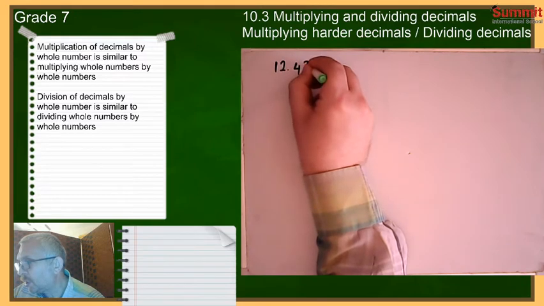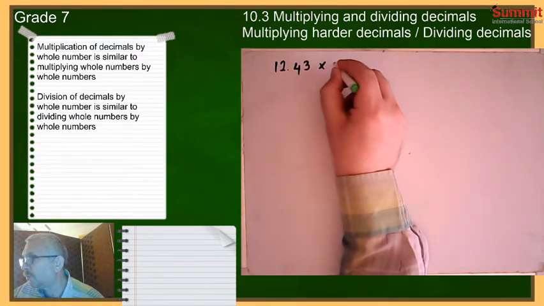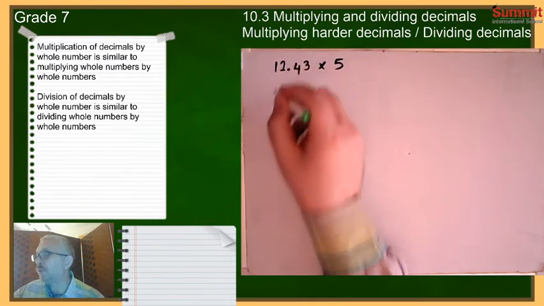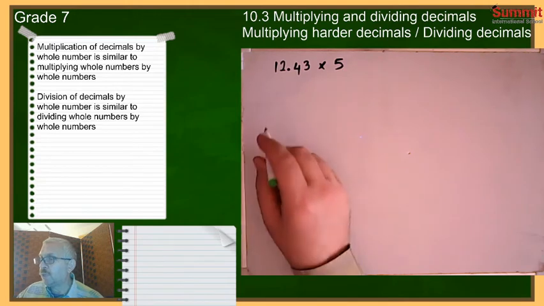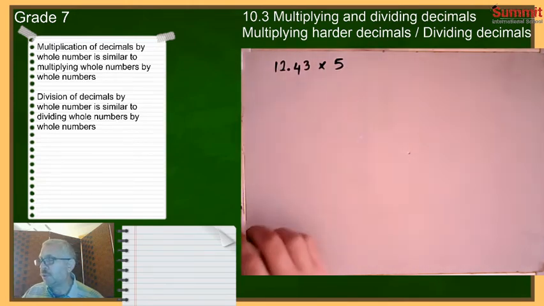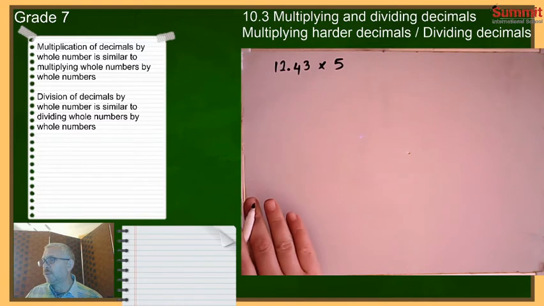12.43 multiplied by 5. As you see here, we have a decimal point. 12.43 is a decimal number, 5 is a whole number. How are we going to multiply this? We are going to multiply them as whole numbers.